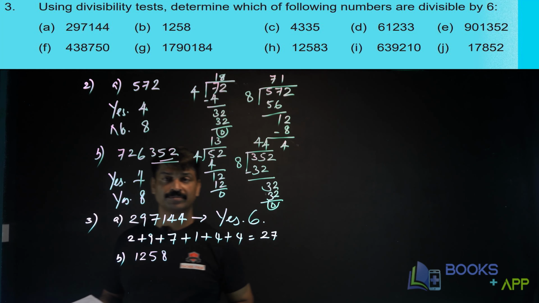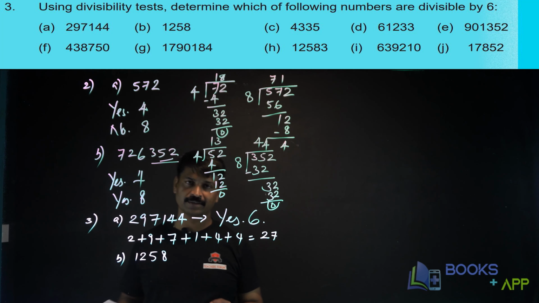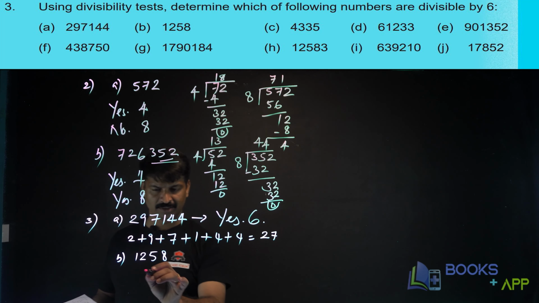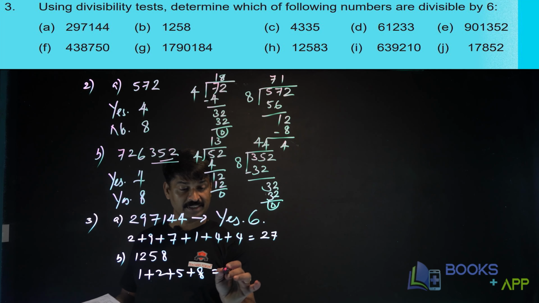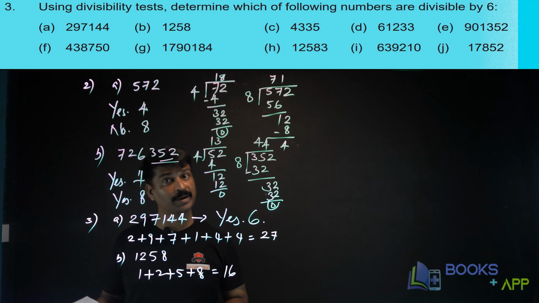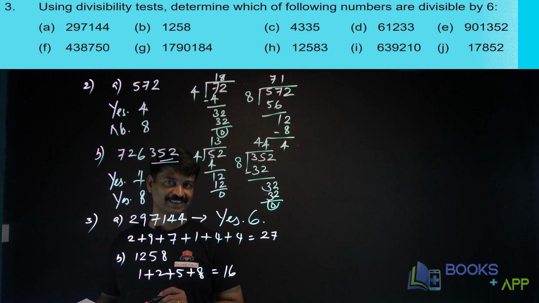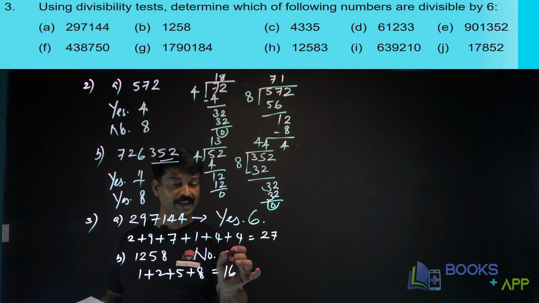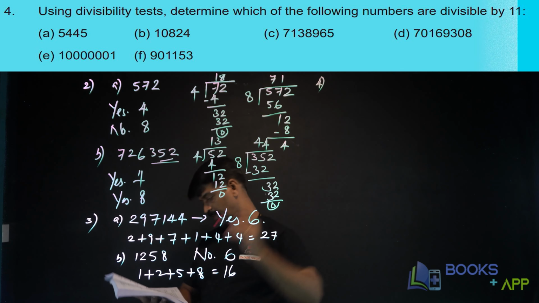1258. It is divisible by 2. Why? Because the last digit, unit digit is 8. It's an even number. So, it is divisible by 2. Now, you have to check whether it is divisible by 3. 1 plus 2 plus 5 plus 8. What you will be getting? 1 plus 2, 3. 3 plus 5, 8. 8 plus 8, 16. 16 is not divisible by 3. So, the given number, though it is divisible by 2, it is not divisible by 3. So, what do you conclude? The given number is not divisible by 6. Now, question number 4.